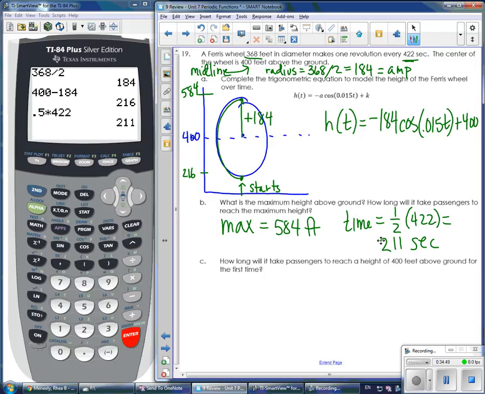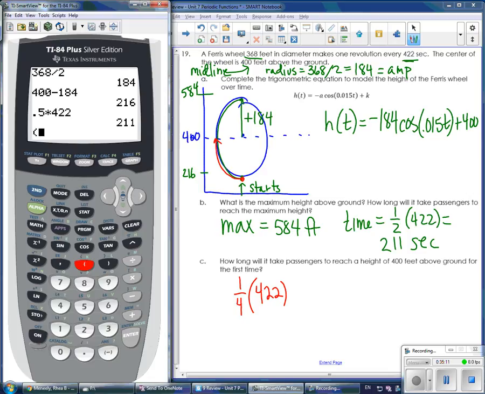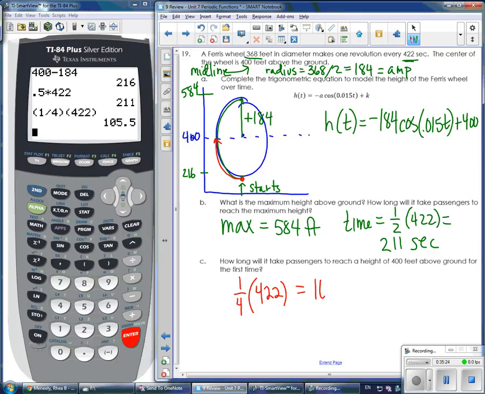Okay. And then in letter C it says, how long would it take passengers to reach a height of 400 feet above ground for the first time? So if this is where I'm getting on, and this is where they're going to hit 400 feet, notice that's a quarter of the way around the Ferris wheel. So I would just need to do 1/4 times the period of 422. And so if we do 1/4 or 0.25, we get 105.5 seconds.